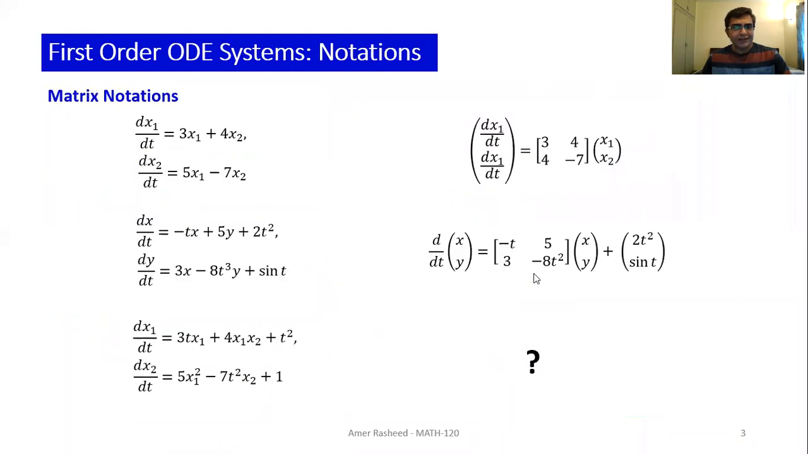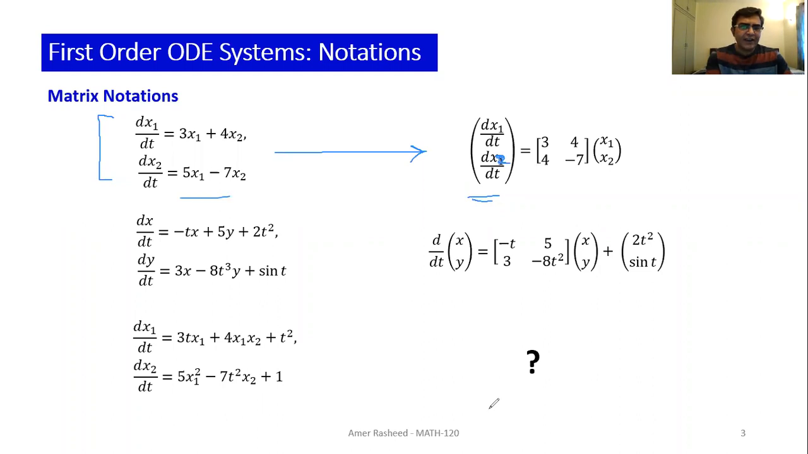Now we go to the next slide: systems of first order linear differential equations. For example, this one can be written in matrix form. How can we write it? The left hand side is written as a column vector, dx1 by dt and dx2 by dt. Here we must have dx2 by dt, so it is a typo.